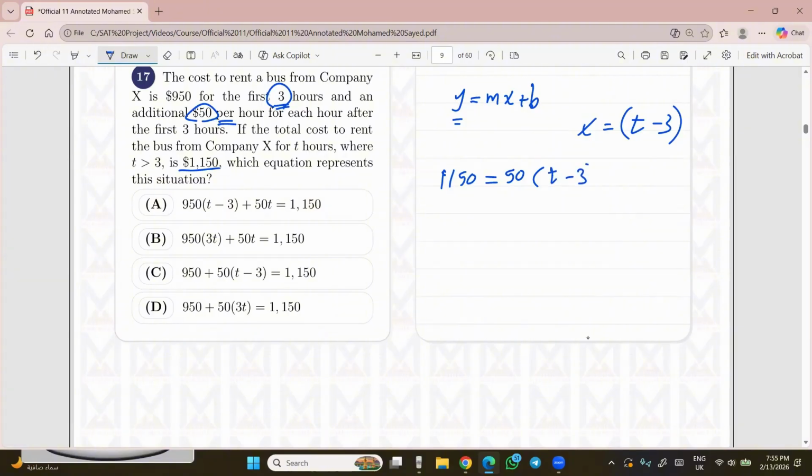The first 3 hours have another calculation, which is 950. But this is not each, it's just 950 for the 3 hours together. So just write B as 950. This is called the fixed fee. B is the fixed fee when it comes to the number that cannot be changed.